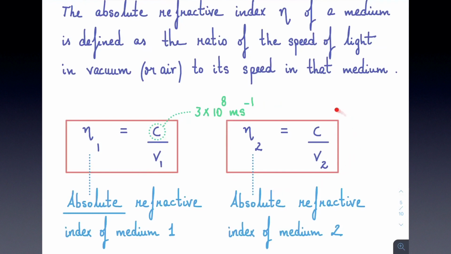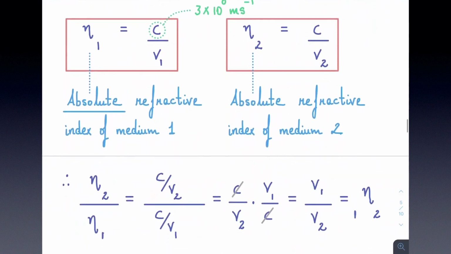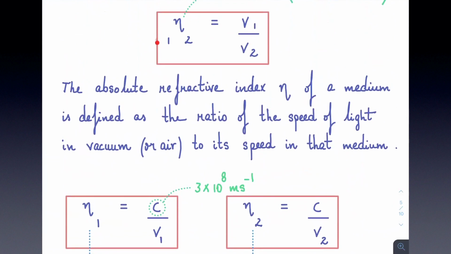And similarly, eta 2, which is the absolute refractive index of medium 2, is equal to the speed of light in vacuum, c, divided by the speed of light in that medium, v2. So these results follow by the definition of absolute refractive index, which we have just stated. If we divide eta 2 by eta 1, we substitute accordingly, then we have c on v2 in the numerator and c on v1 in the denominator. So the speed of light in vacuum, c, cancels, and we are left with v1 on v2, which we have just seen is equivalent to eta 2,1.